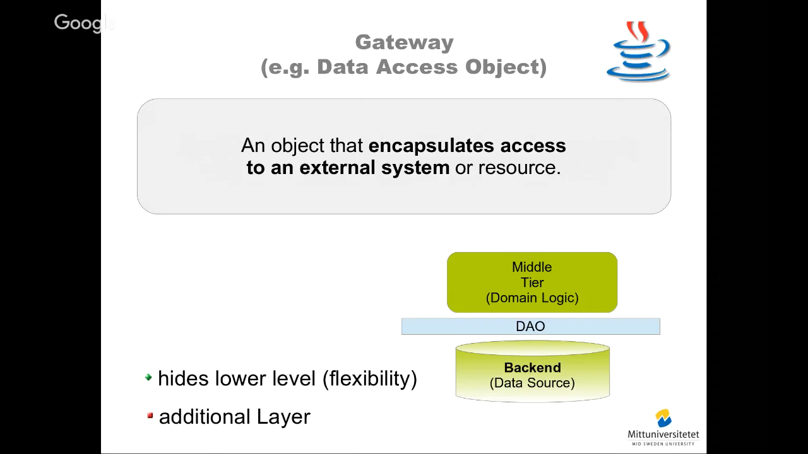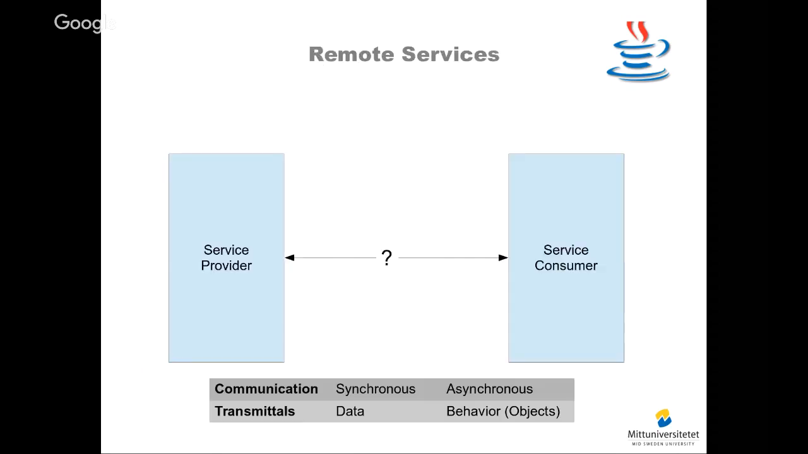And the advantage with this is that it hides a lot of complexity from us. We don't have to care about all the JDBC stuff when we do JPA, for instance. But it adds another layer, so we have to learn that layer and understand it.